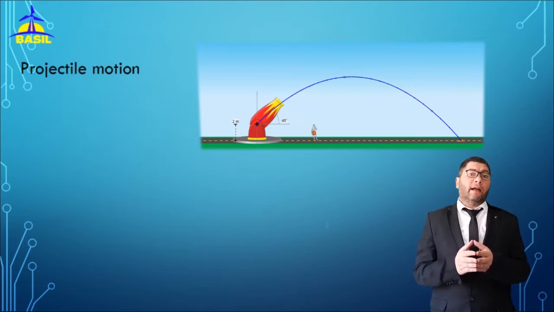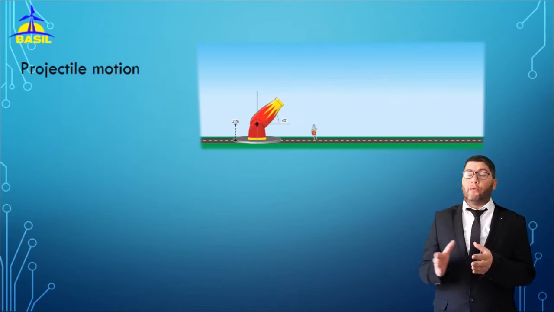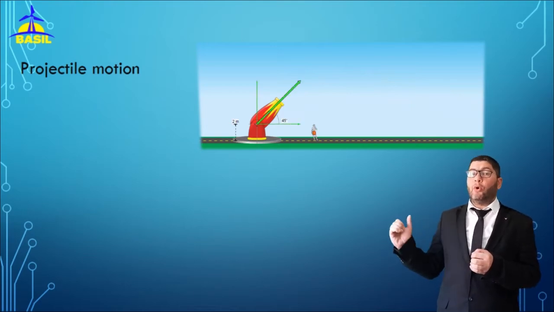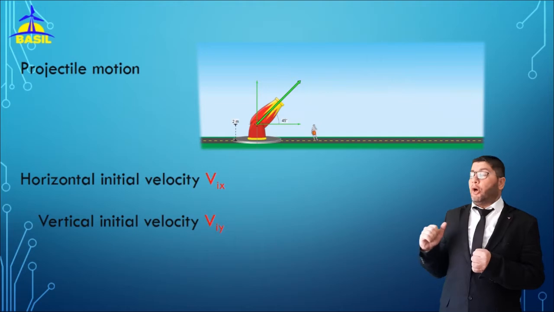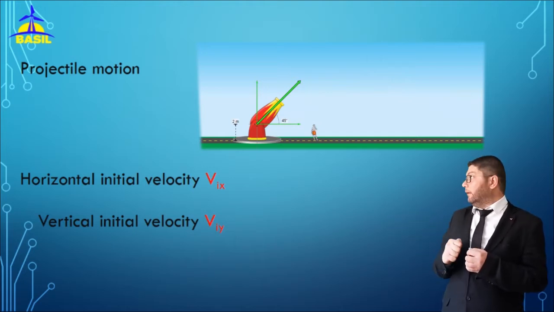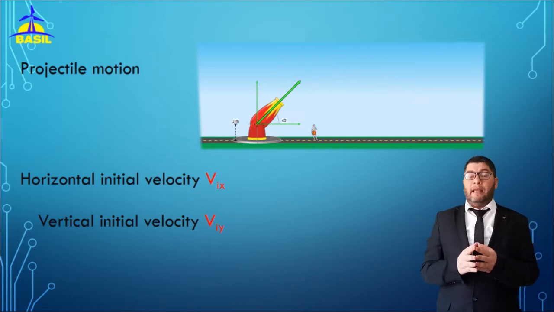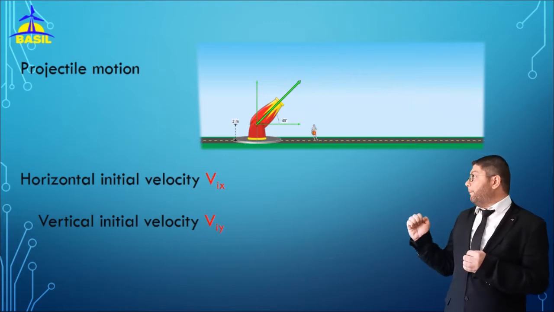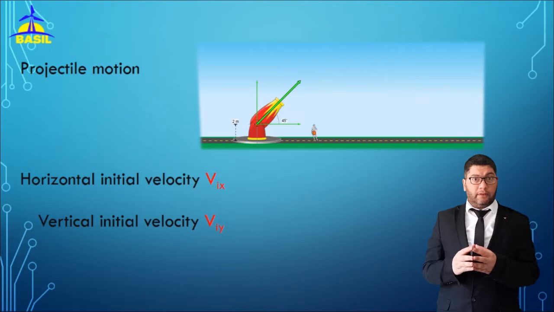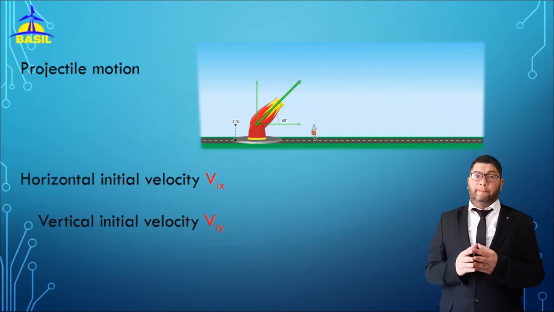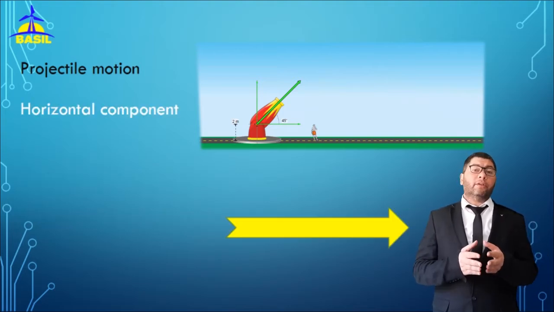I want to analyze the initial velocity of a cannonball in two components: the horizontal component of initial velocity, Vix, and the vertical component of initial velocity, Viy. First, let's start with the horizontal component.